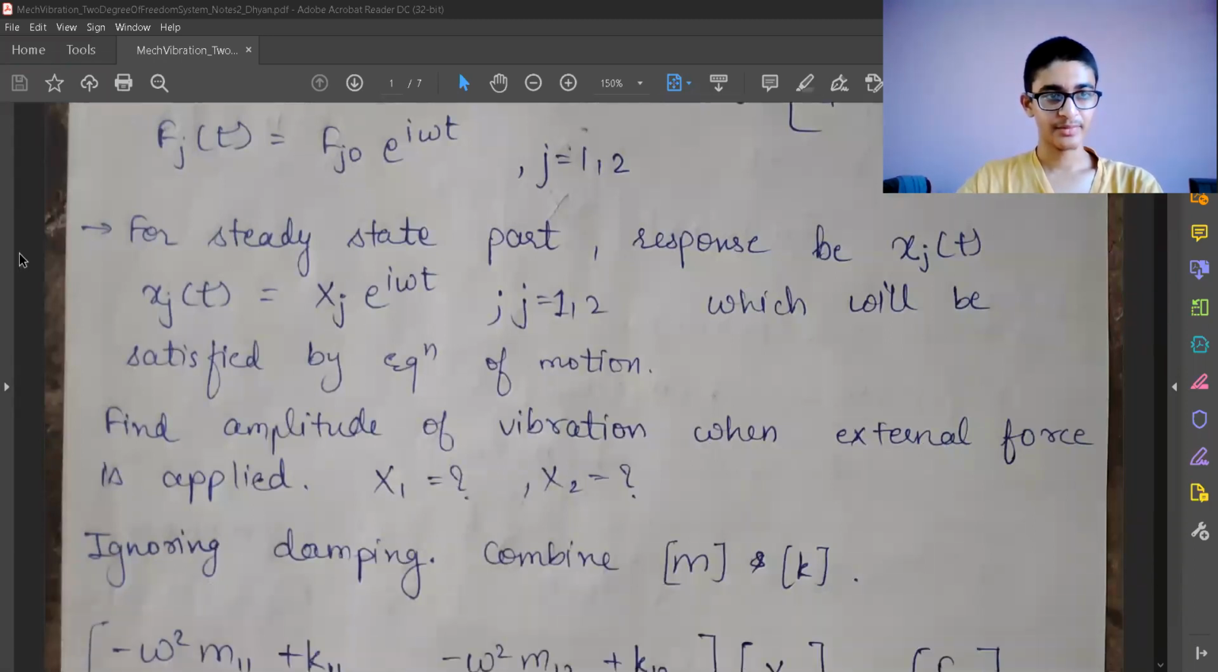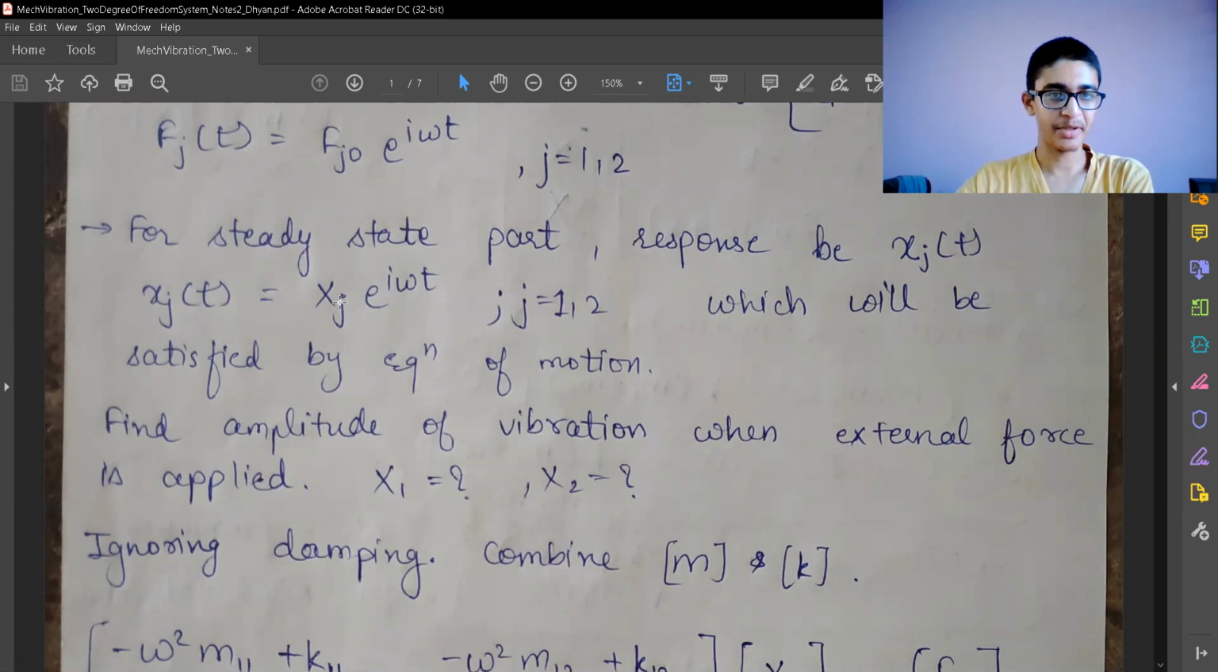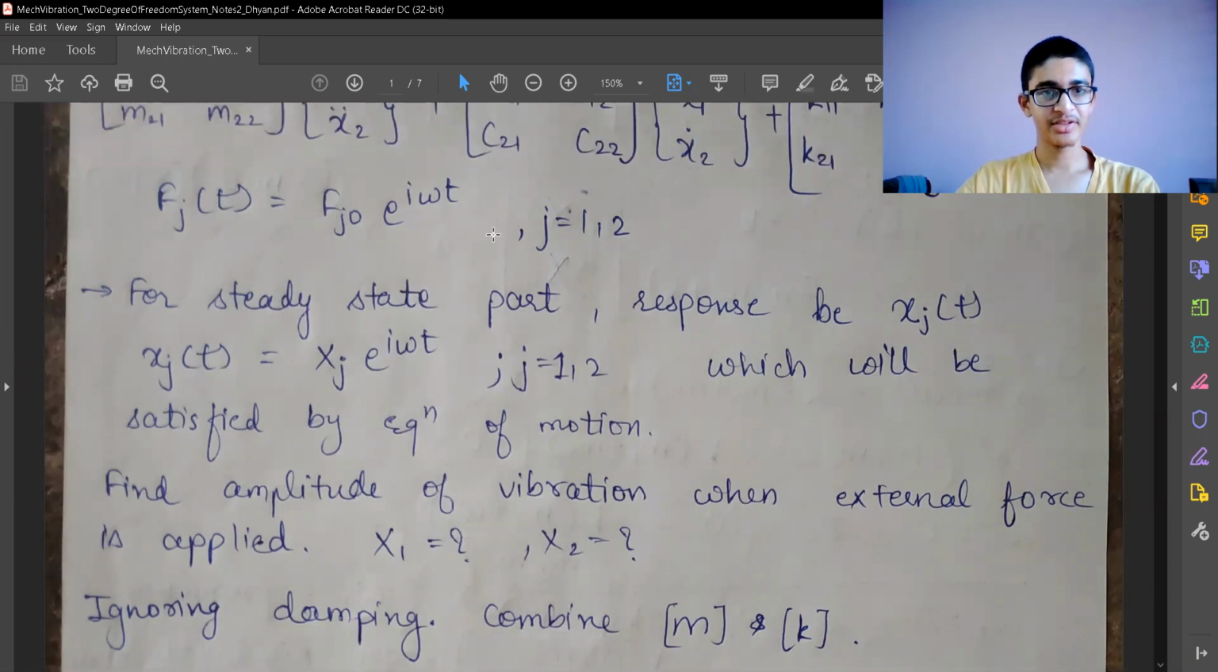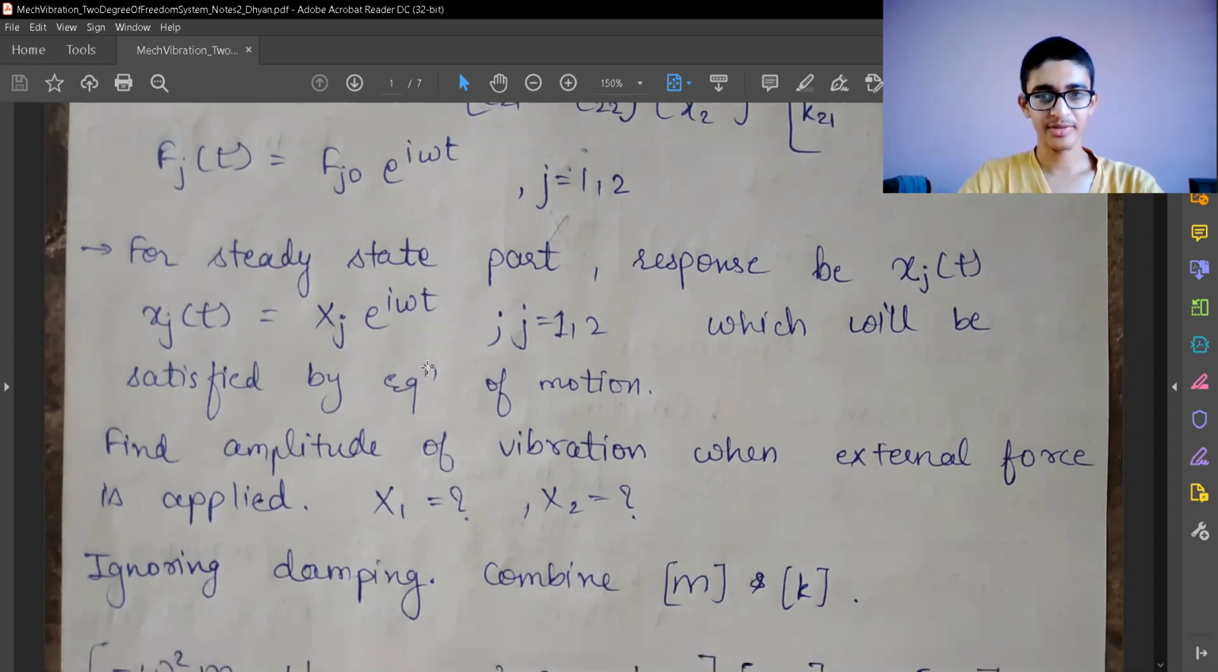Now, for the steady state part, the response xj is defined over here, that is the amplitude Xj e raised to i omega t. This is because we are assuming that whatever the nature of the force is, we'll have a very similar response in displacement or vibration. So if the force is sinusoidal, we'll mostly have a sinusoidal response on my system also. If the force is constantly stretching my string, it is going to have that type of response on my system. So we have just assumed a similar kind of response.